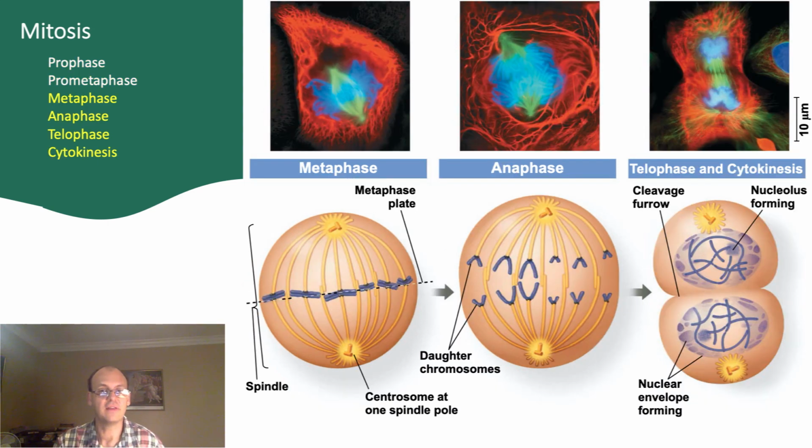The next phase is metaphase. During metaphase, the chromosomes are pulled and tugged by the microtubules of the spindle. This pulling and tugging aligns them in the center of the cell along what's called the metaphase plate. Remember that the cell is three-dimensional, not two-dimensional as we see here. Therefore, the middle region is basically a disc that's called the metaphase plate, along which all of the chromosomes line up.